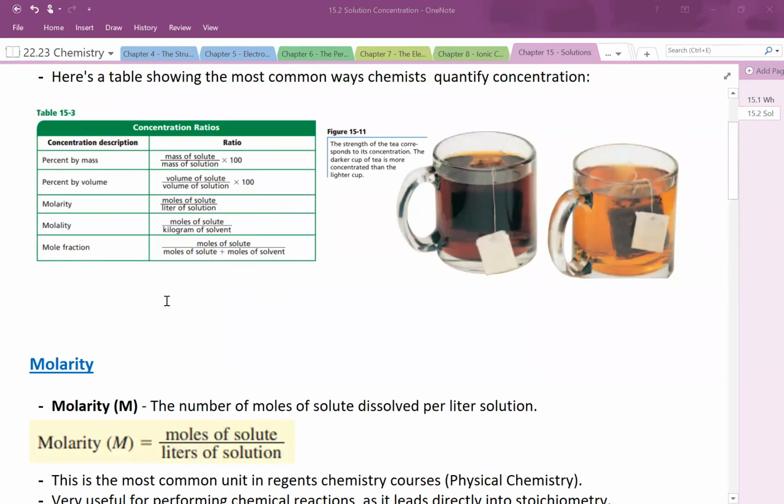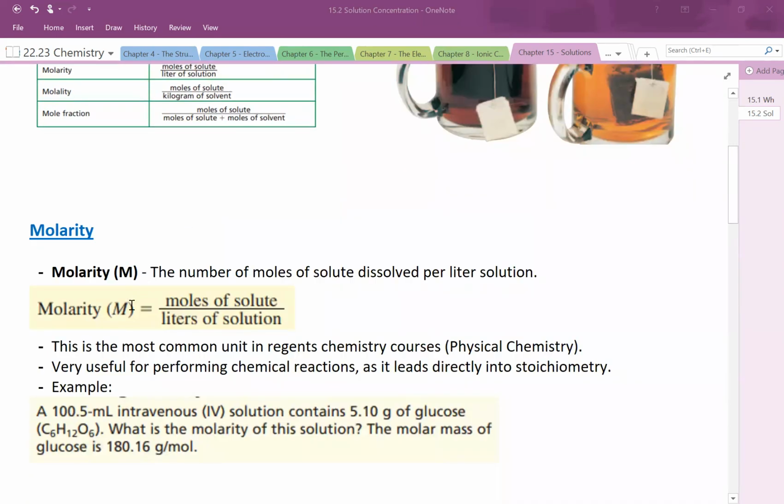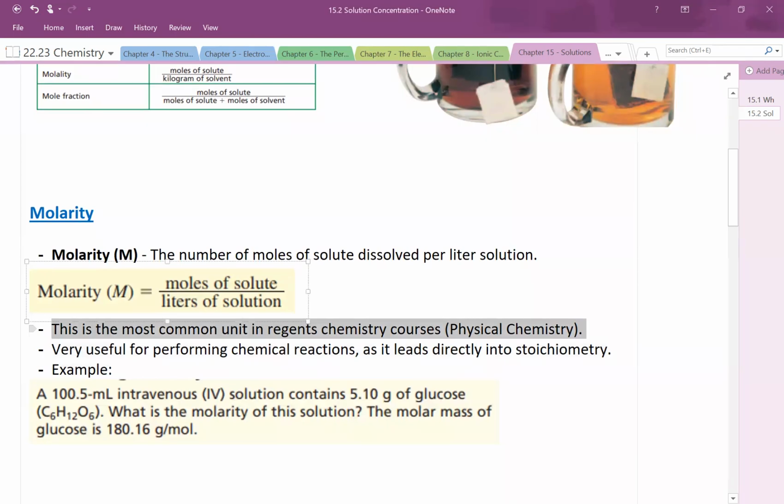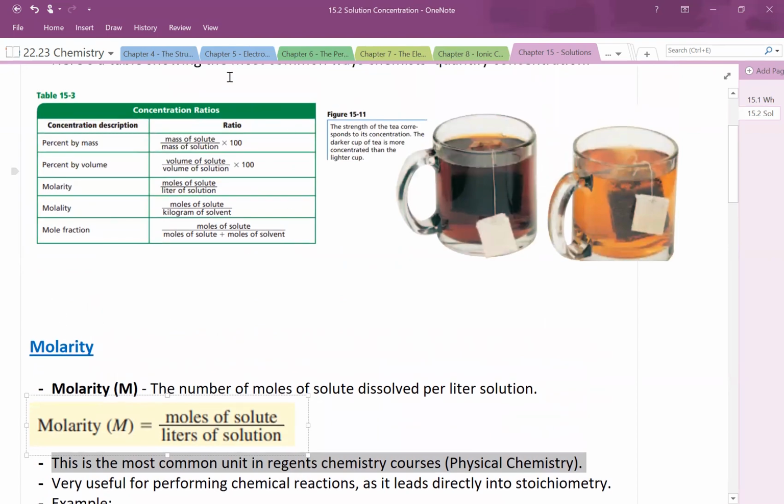All right, so I am going to start with our most important unit of concentration, and that unit is called molarity. We've talked about molar substances, molar solutions and stuff like that. So molarity, abbreviated as capital M, is the number of moles of solute dissolved per liter of solution. Since we are in Regents chemistry, this is a physical chemistry course, and molarity is going to be our main unit of solution concentration. This unit is the most important unit for you to understand out of all 5 of these options. It is molarity. That is the one you need to know, right?